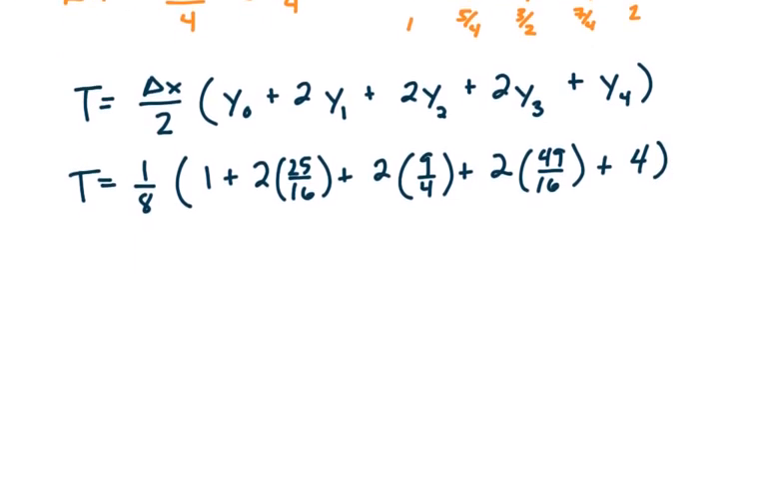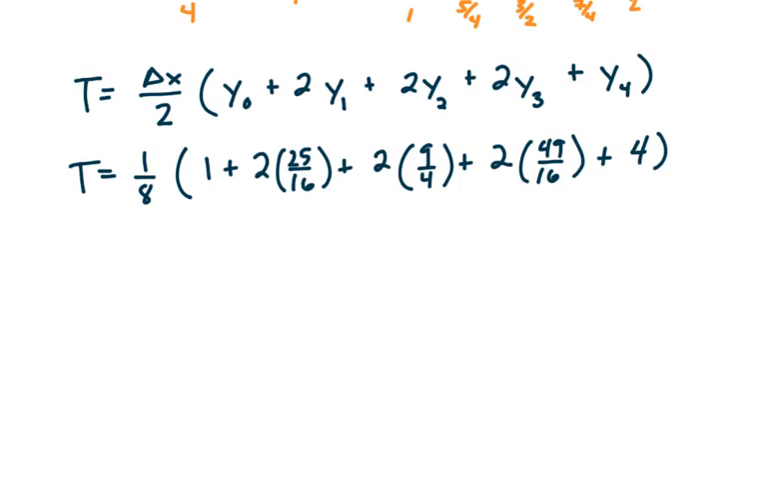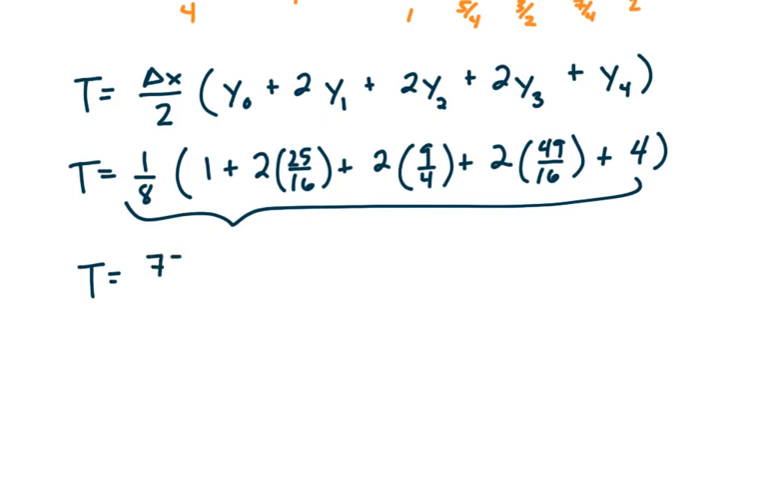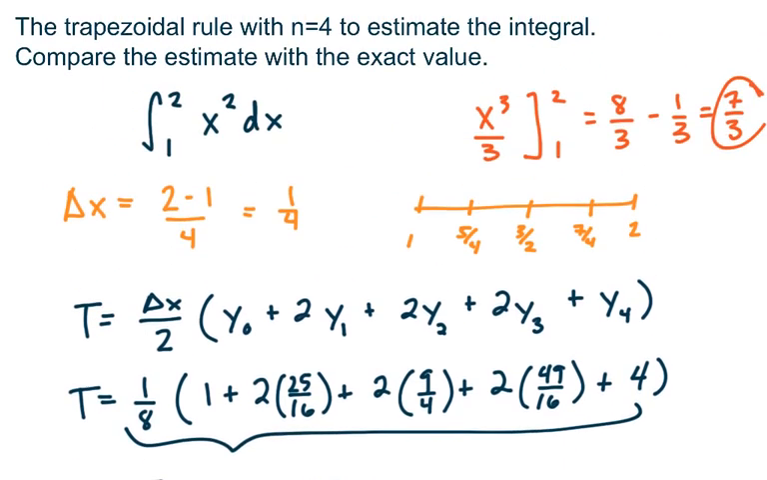And if I perform this calculation right here, I will end up with T equals 75/32, or roughly 2.34375. So this is my approximation for the given function x squared, using my trapezoidal rule.